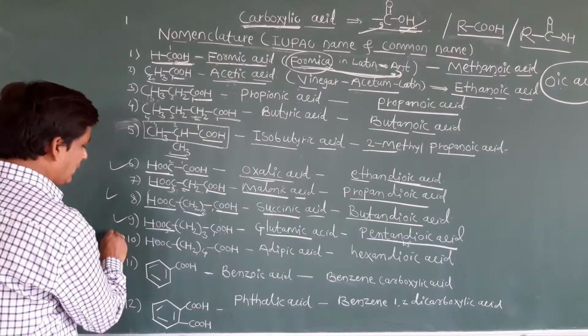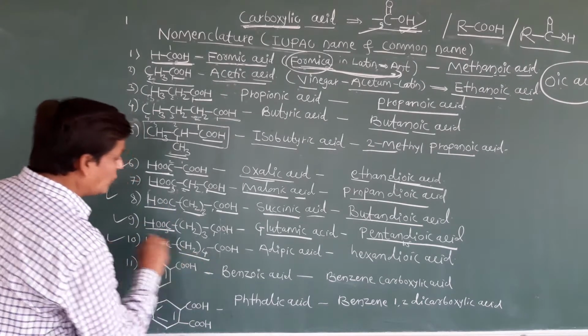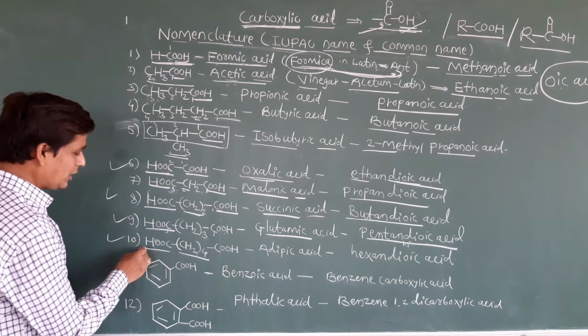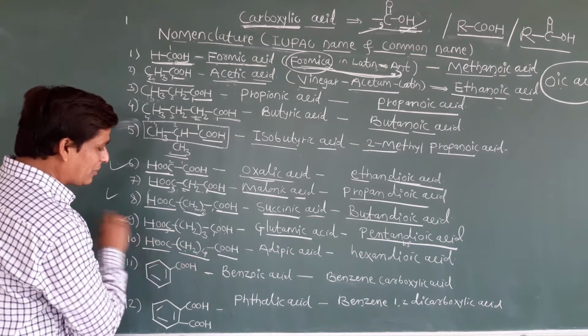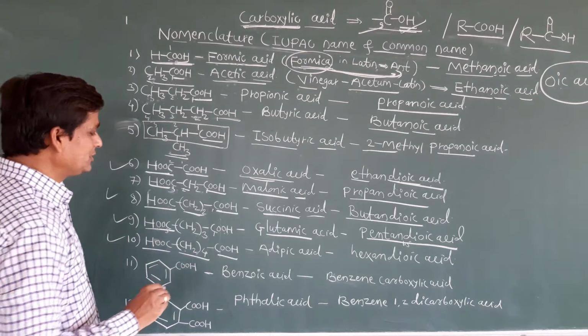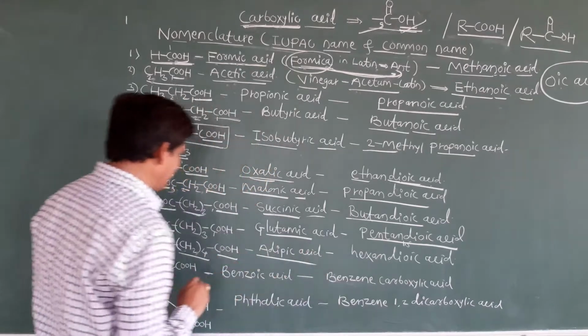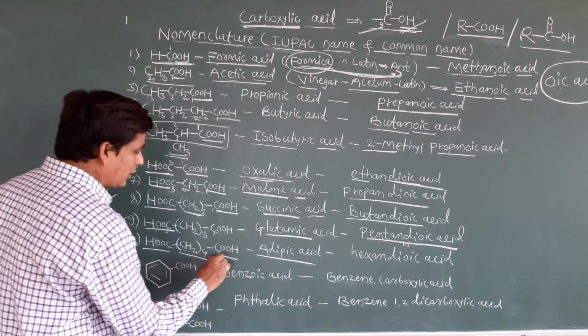Okay. See another example. So here I have taken CH2 4 times. Okay, COOH group and COOH group present, and CH2 4 times. Total how many carbons here? 6 carbons. So this is the best example of adipic acid. Okay, COOH, CH2 4 times, COOH.